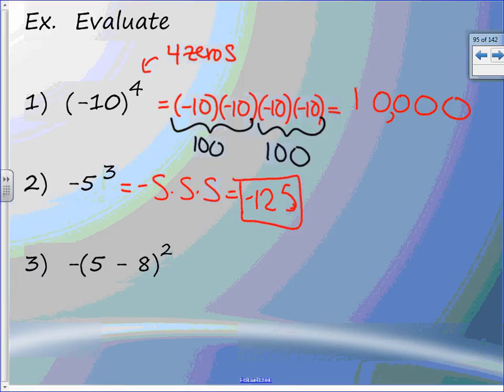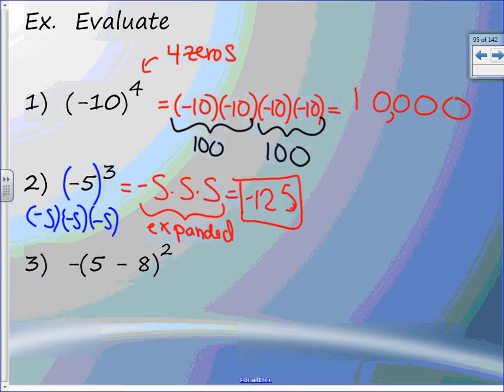All right, so this is called expanded form, when you write it all out. And then it's -125. And it actually would have been the same if you had it like that, that's true. Because -5 times -5 is 25, and 25 times -5 is also -125. So sometimes it works out, other times it doesn't. It all depends on whether the exponent is odd or even. But the expanded form varies depending on if you have the parentheses.